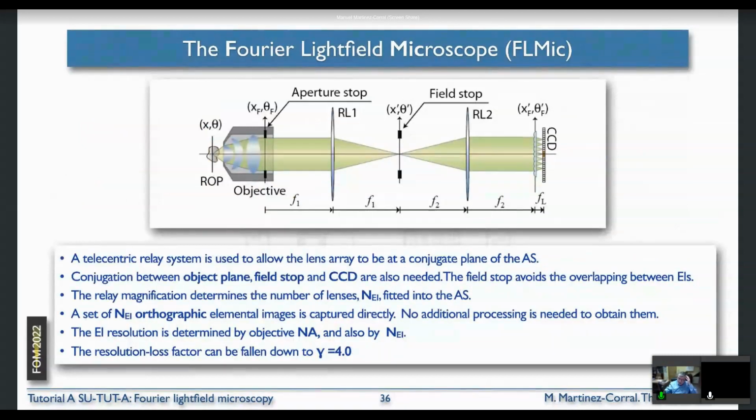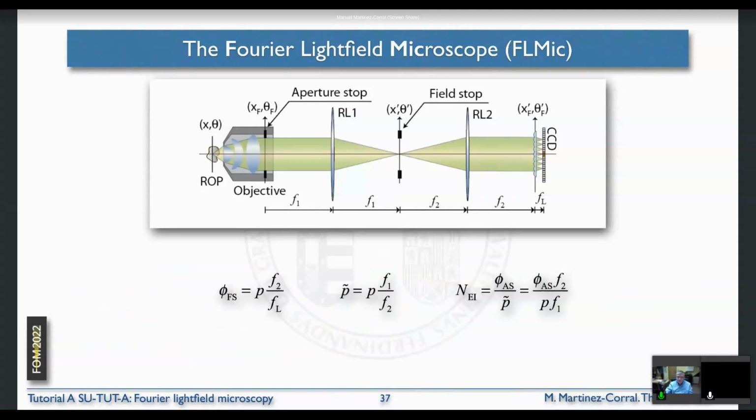And resolution loss then falls down to maybe a factor of 4. So let me make some numbers. No, this is a tutorial, so we make some numbers. So first, the diameter of the field stop is conjugated to the pitch of the microlenses, that is, to the diameter of the elemental images.